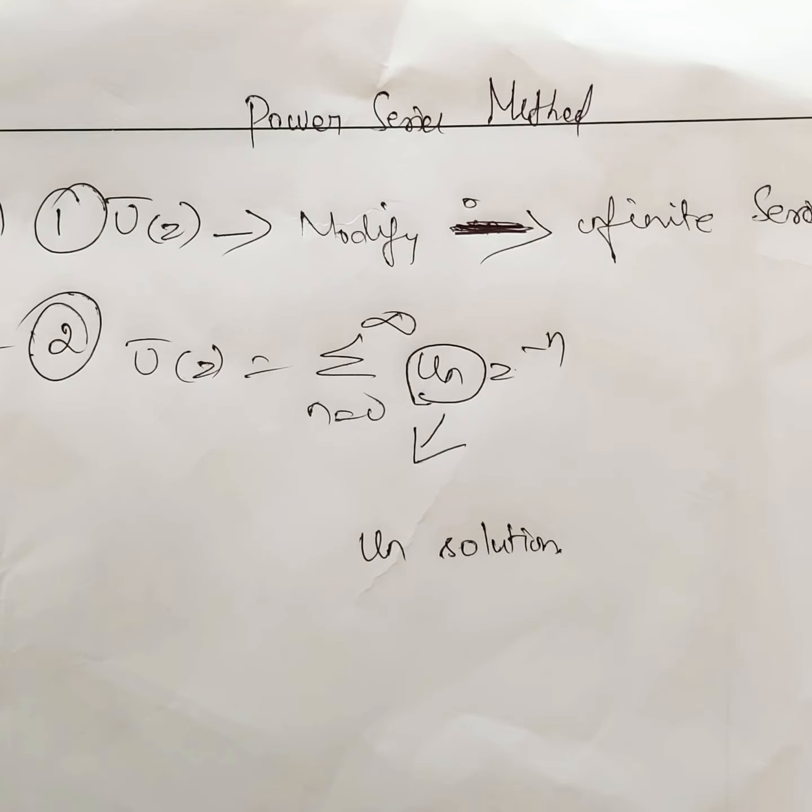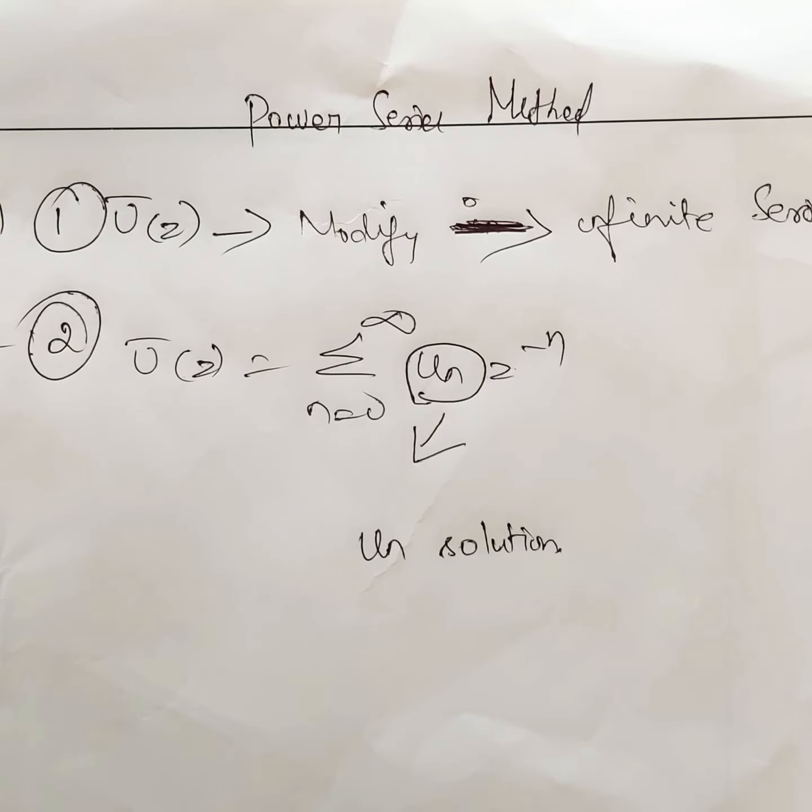Hi, in this video, let's solve problems in the power series method. That is, we are going to find the inverse by using the power series method. So what is the procedure? Step 1. Given u bar of z, I have to modify it as an infinite series.